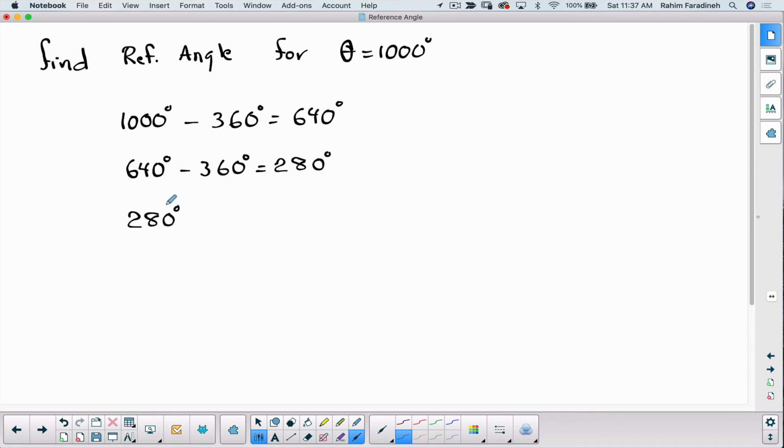Now 280 degrees is in quadrant 4. So our reference angle will be 360 degrees, take away 280 degrees. So the final answer is 80 degrees. So this 80 degrees is a reference angle for the original angle of 1000 degrees.